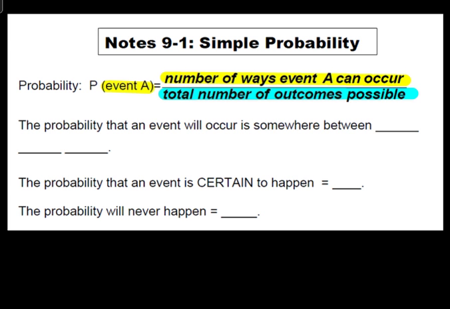So the probability of an event will occur is somewhere between 0 and 1. Now, the probability that an event is certain to happen means it'll happen no matter what. That will be equal to 1. You'll also see this as 100%. Now, the probability that something will never happen means that no matter what you do, it'll never happen. Our probability will be equal to 0. It cannot happen.